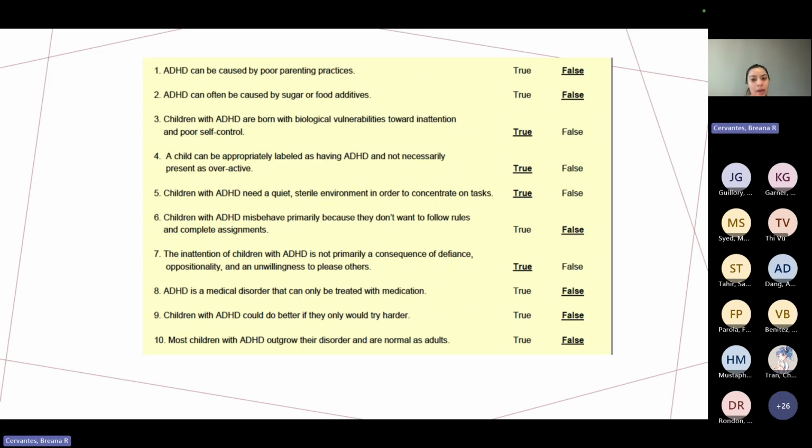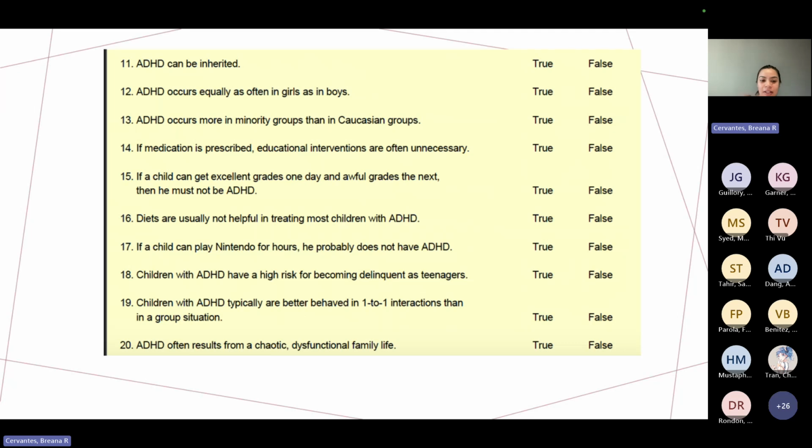Okay, we got our next set of questions. And this is the last set. 11, ADHD can be inherited. True. So there's some genetic risk factor. 12, ADHD occurs equally as often in girls as it does in boys. False. Yeah, I really don't like this question, and we'll talk more. It's a question of whether, in nature, it is actually occurring at an equal rate, or is it just about diagnosis? Is it that one group gets diagnosed more?